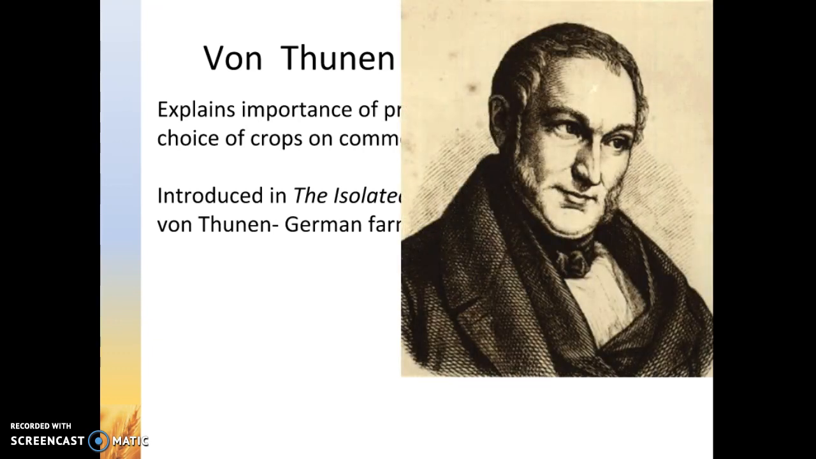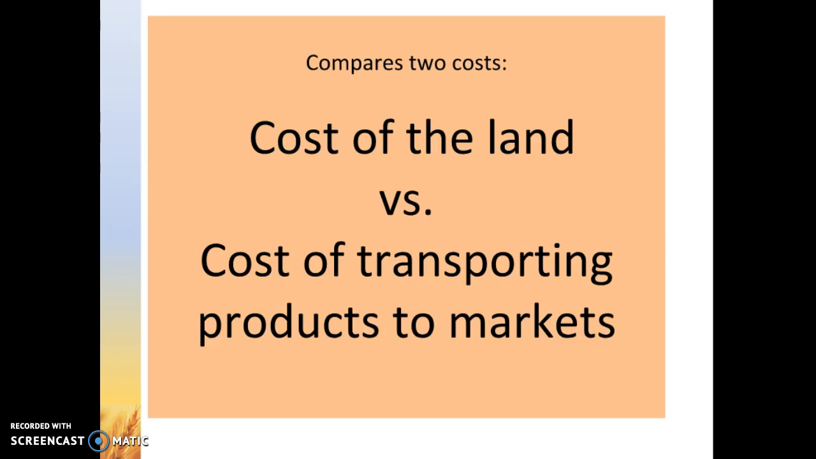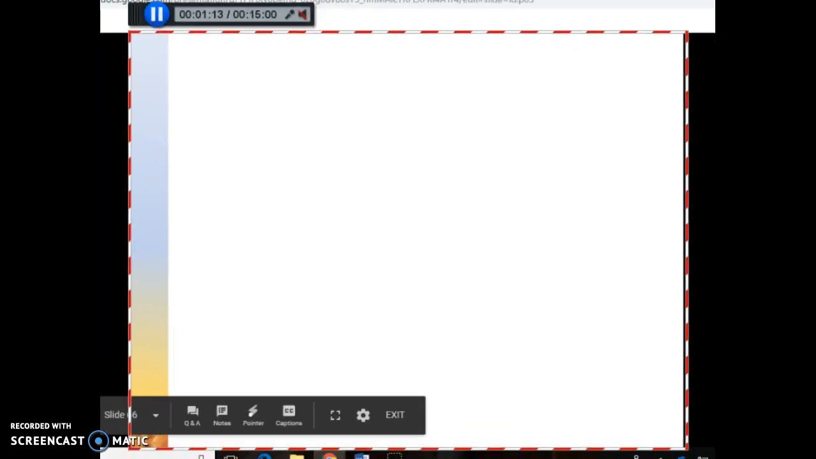So here's quickly von Thunen, looking rather judgmental, if I must say. Von Thunen's model is going to compare two costs. When deciding what to farm and where to farm it, you have to consider the cost of the land versus the cost of transporting a product to the market. So we're going to look at this using a quick sketch, because the first cost that we're going to be looking at is the cost of the land.